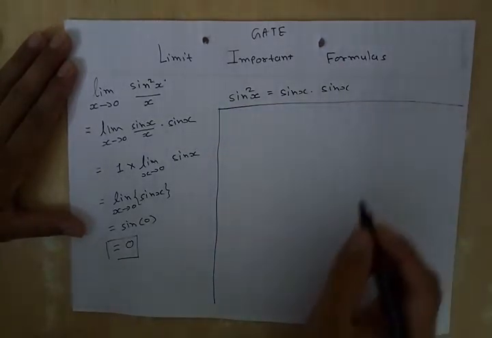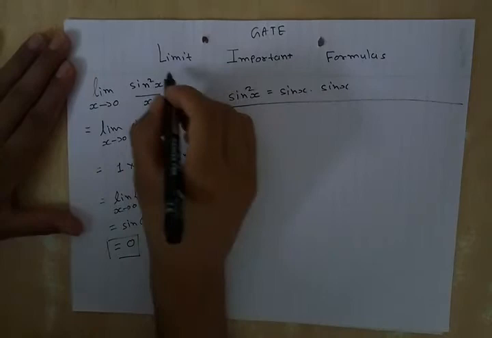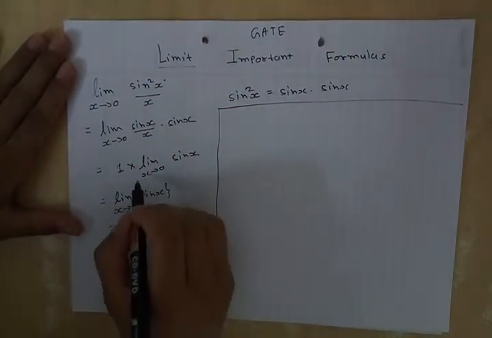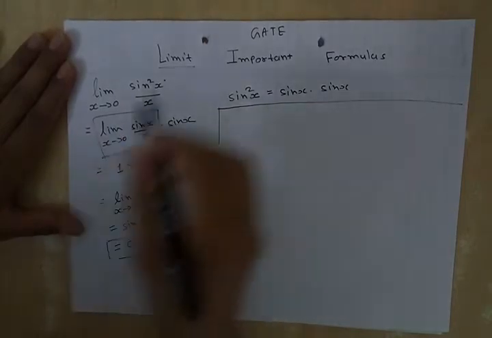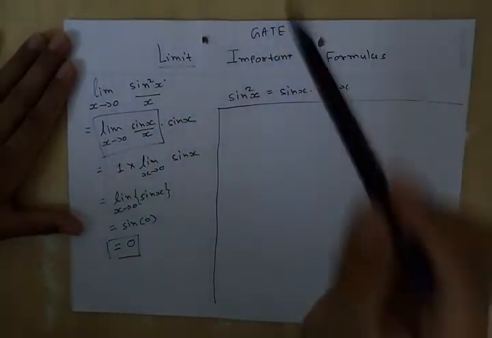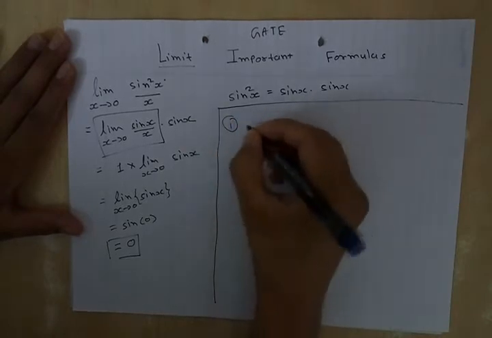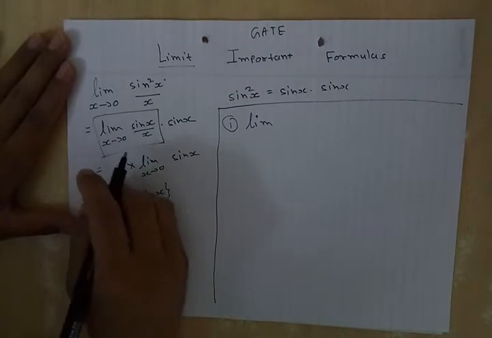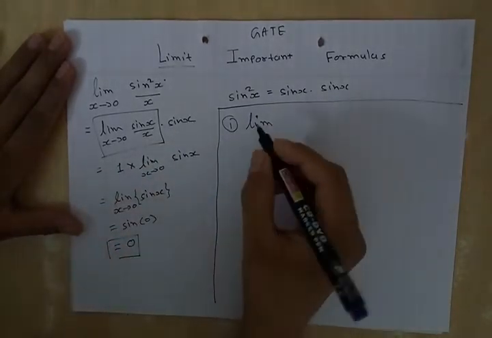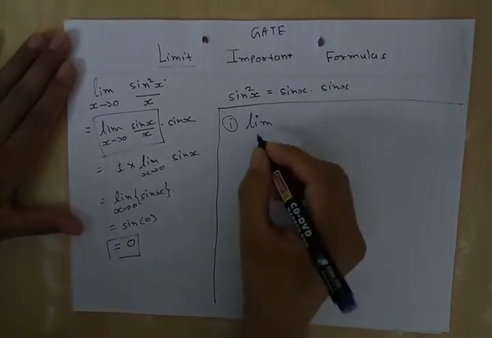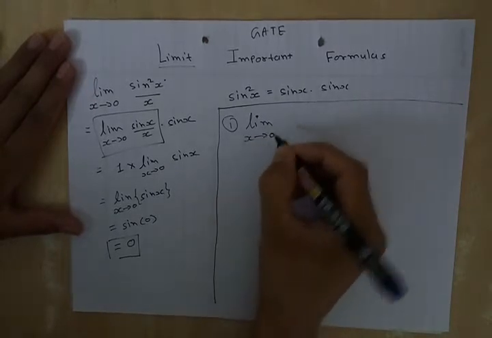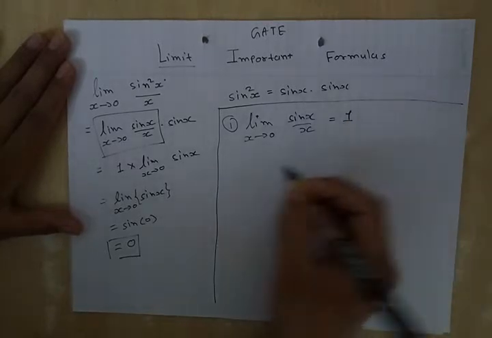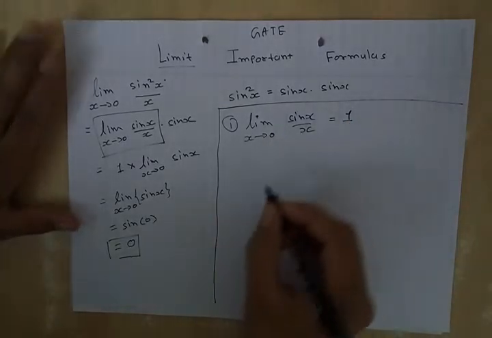Now we will look at some important formulas for limit. So first formula we have already learned, limit x tends to 0 sine x upon x is equal to 1. You can note down this formula in your note for future reference. Now I will prove this to you.